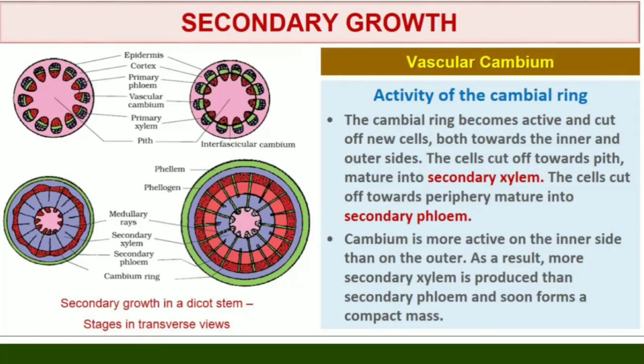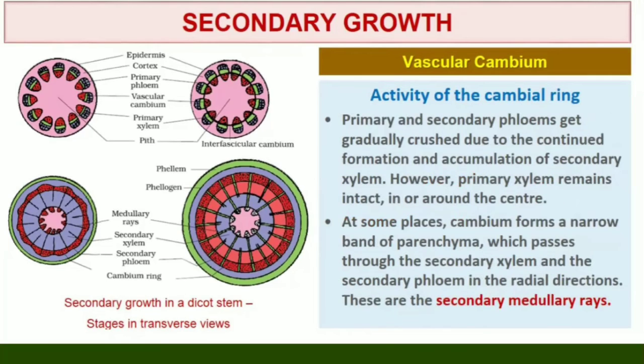As a result, the amount of secondary xylem produced is more than secondary phloem and soon forms a compact mass. The primary and secondary phloems get gradually crushed due to the continued formation and accumulation of secondary xylem. The primary xylem, however, remains more or less intact, in or around the center.